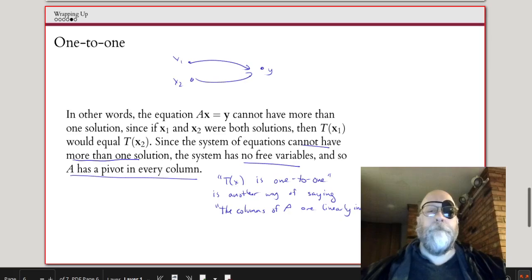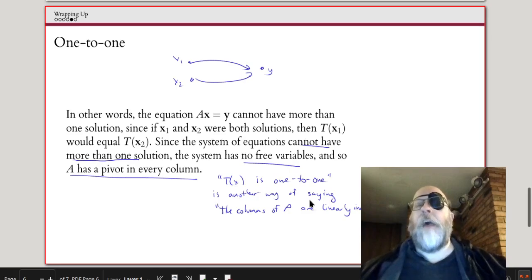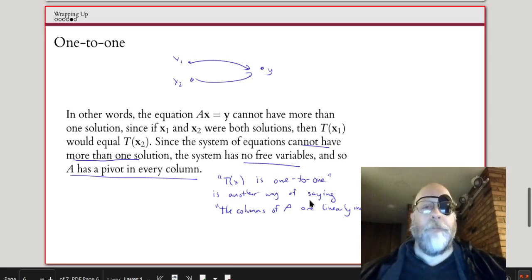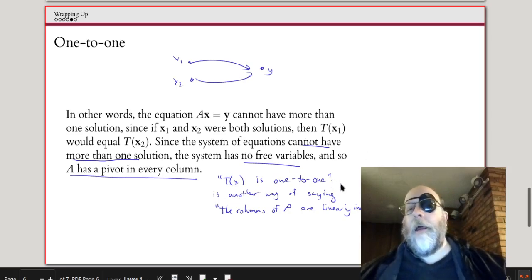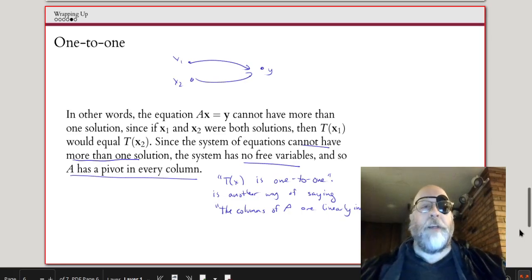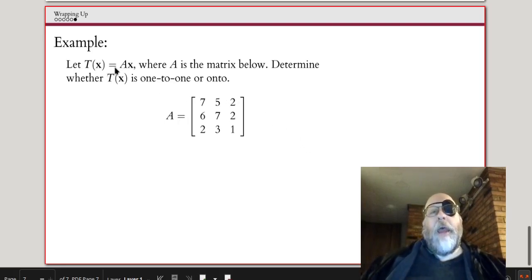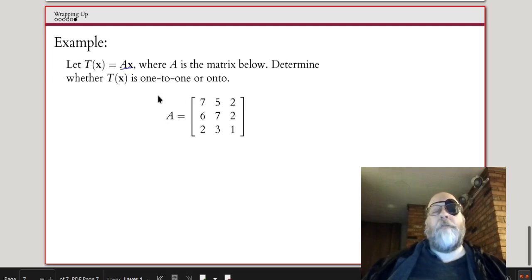And so again, neither of these terms introduces something that we haven't covered before. We just used different terminology when we talked about it. But now you're familiar with both sets of terms, and let's do one example, and then we will finish up this video. So we have a matrix A, and that's the matrix that generates this linear transformation. A is the matrix below. Let's determine whether the transformation is 1-to-1 or onto.